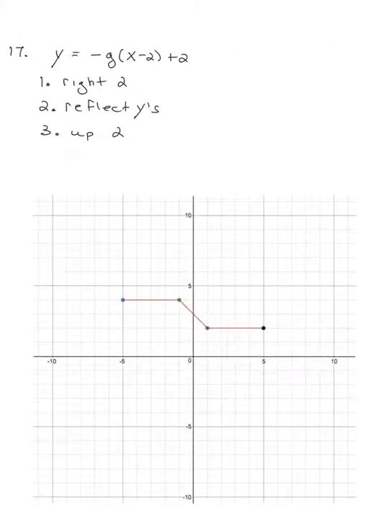All right, problem 17 has 3 steps in it. I'm first going to go right 2, then I'm going to multiply the y values by -1, which will reflect them, and then I'm going to go up 2 places. So going back to this original graph, let's start with this point here. I first go right 2, then I reflect the y values, and then I go up 2 places. My final point is -3, -2.